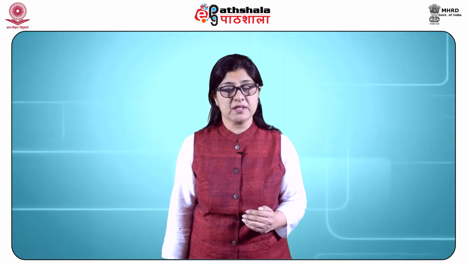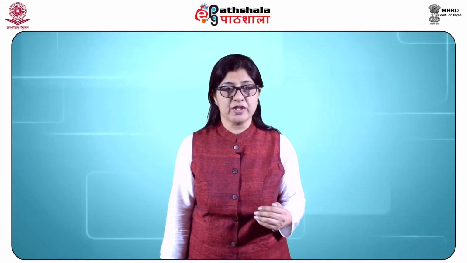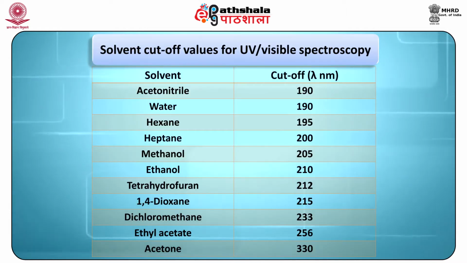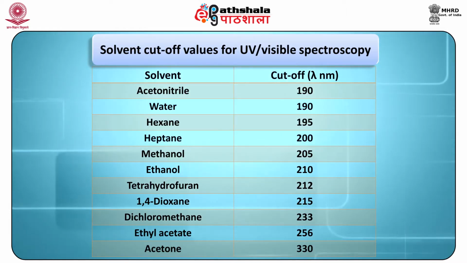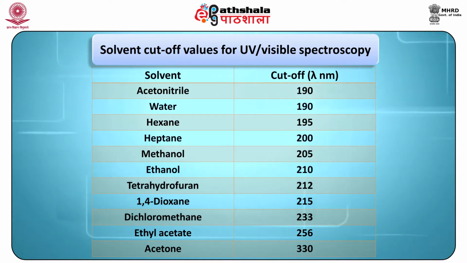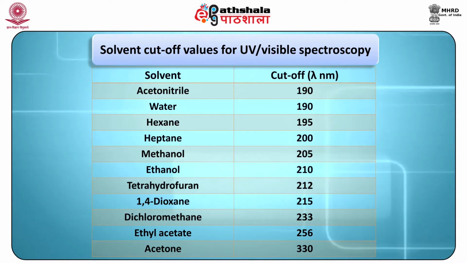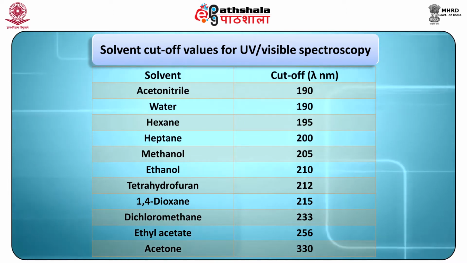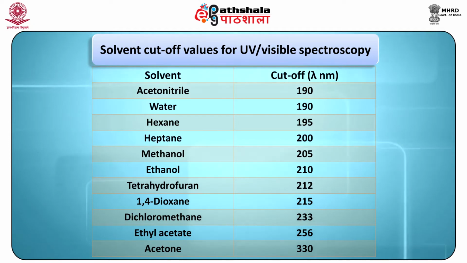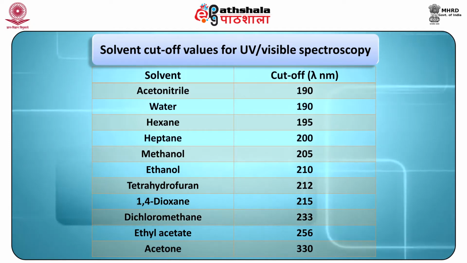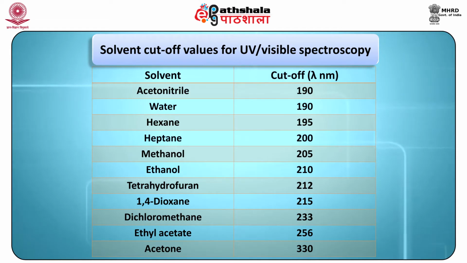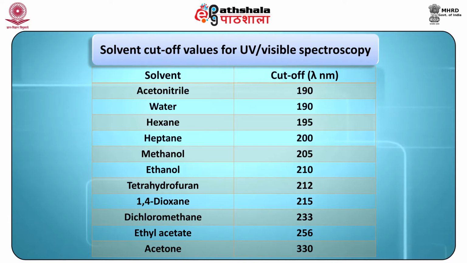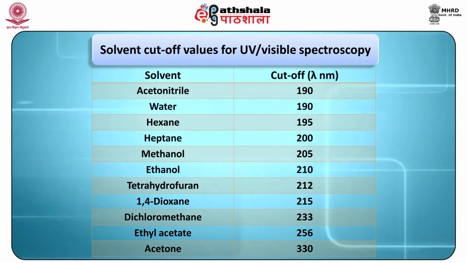The cutoff wavelengths for different solvents, below which they absorb strongly, are shown here in Table 1. It can be very well seen that solvents like acetonitrile and water have a cutoff wavelength of 190 nanometers. Hexane, heptane, and methanol move higher up in the series with wavelengths of 195, 200, 205 nanometers, and further on there are more solvents with higher wavelength values.